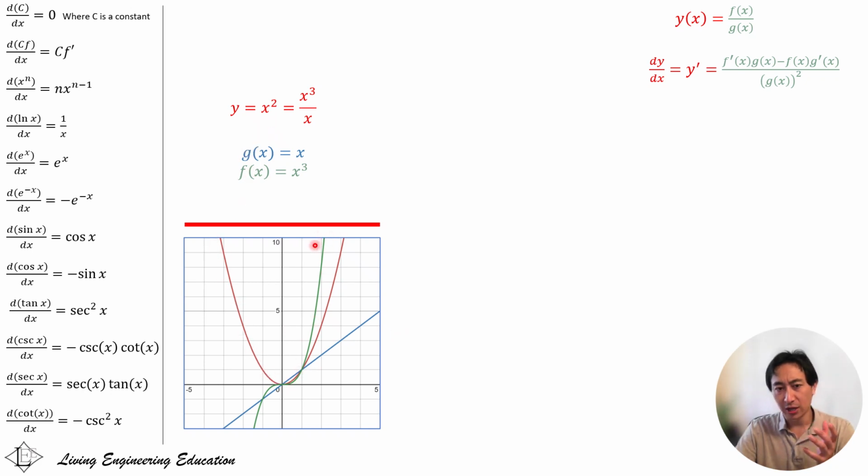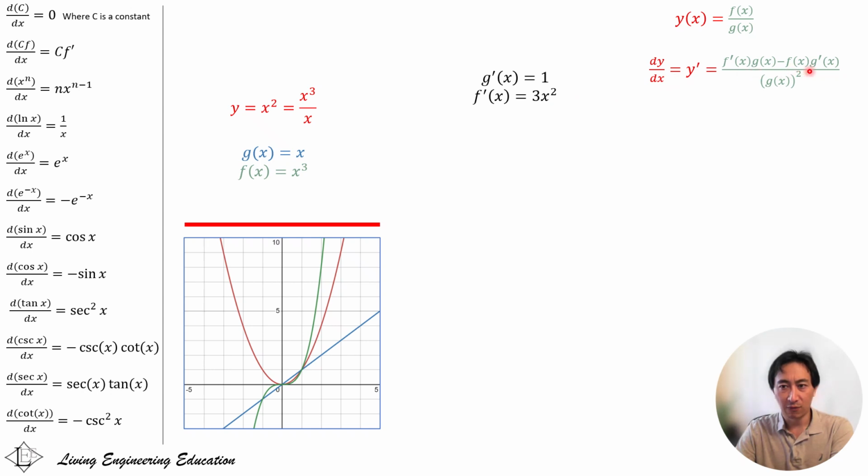We can visualize the derivative of each of these terms, right? The derivative of x is just going to be 1. The derivative of x cubed is going to be 3x squared. So we take those derivatives, and then we plug them in here. So I'm going to have f prime, which is 3x squared, times g of x, which is x. So 3x squared times x.